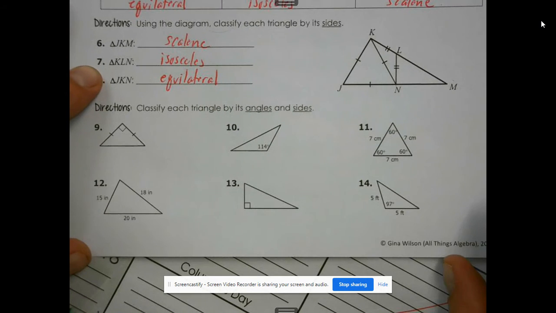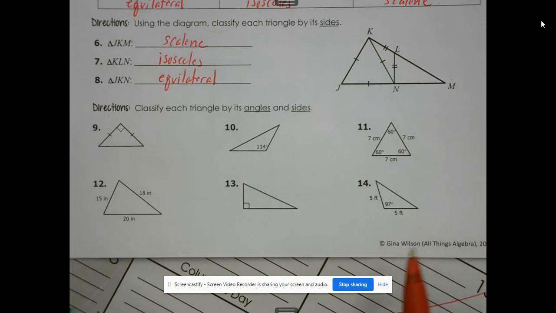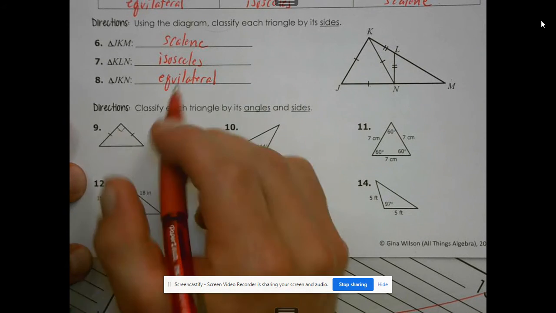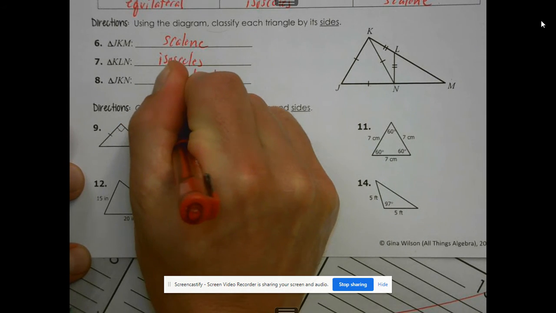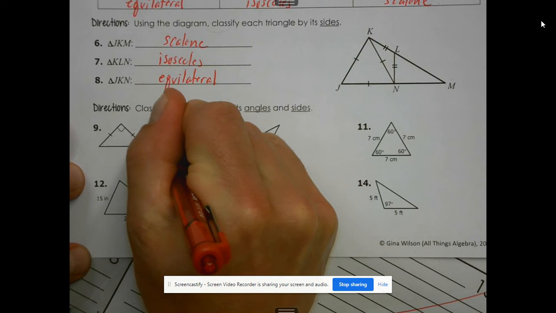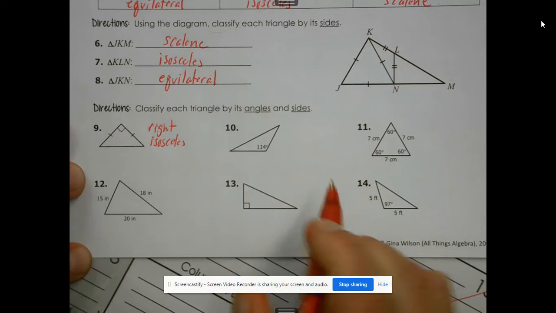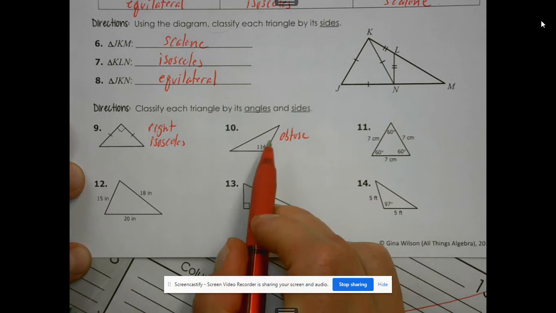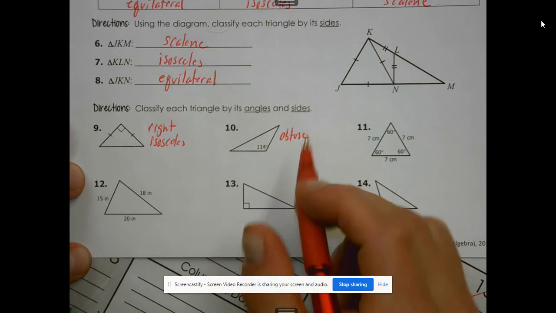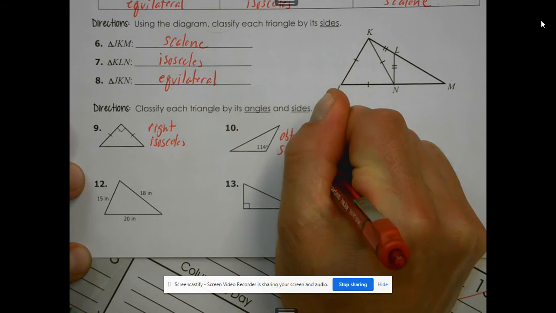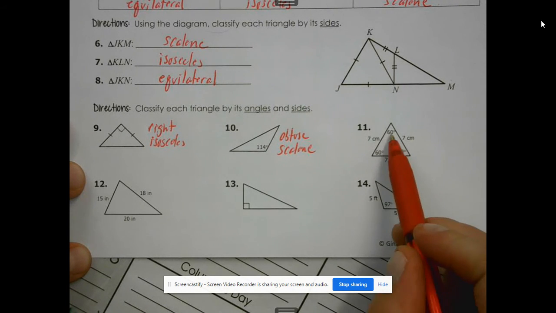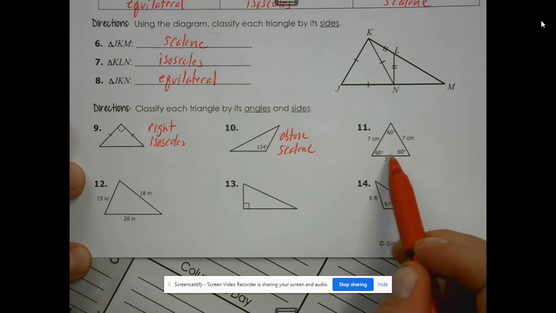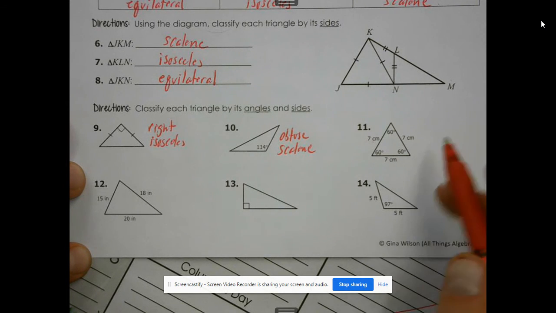Nine to 14 says classify each triangle by its angles and its sides. So one word from the angles part and then one word from the sides. Has a 90, so that's a right. Two congruent sides, isosceles. Angle bigger than 90, obtuse. And since I don't have any marks on any of the sides, I have to say scalene. All angles are congruent. All sides are congruent. That's equiangular, equilateral.